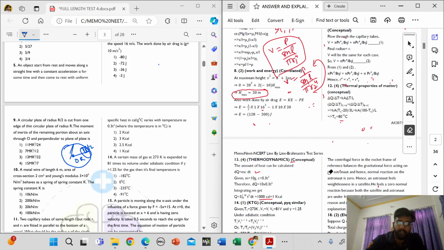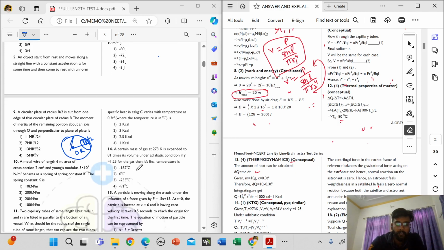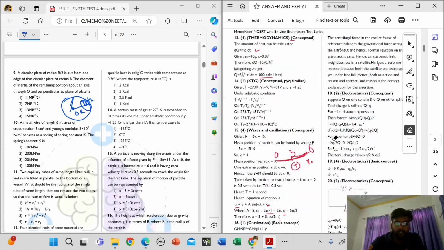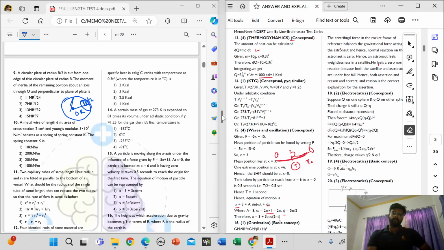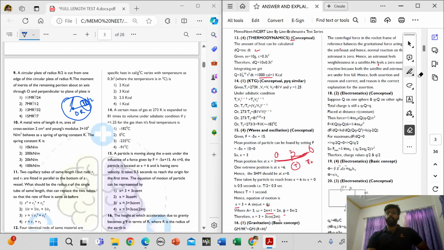So remember these formulas. Now moving to the next question. A certain mass of gas at 273 Kelvin is expanded to 8 times its volume under adiabatic conditions. Gamma is given. This gas is expanded in the adiabatic condition, and we have been given the value of gamma, and we want to calculate the final temperature.